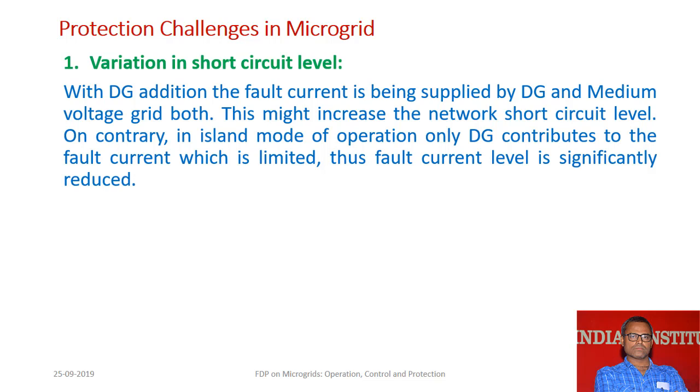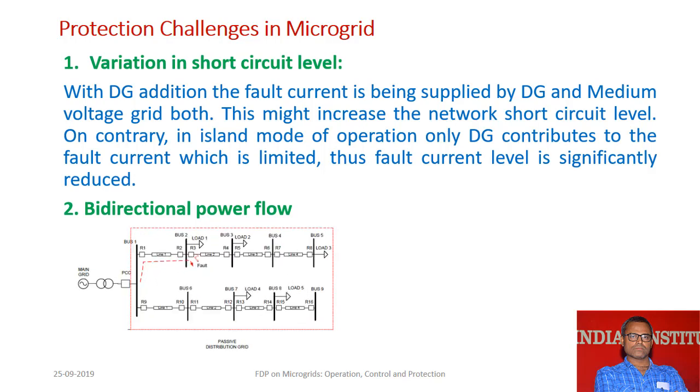So therefore the relay settings we need to adapt. Therefore an adaptable setting system is required, which means it can adapt to both grid connected mode and isolated mode. Another problem is bidirectional power flow. Bidirectional power flow also creates problems in relay setting. Though we can use directional relays, it still creates problems during a fault because of the different operating modes.